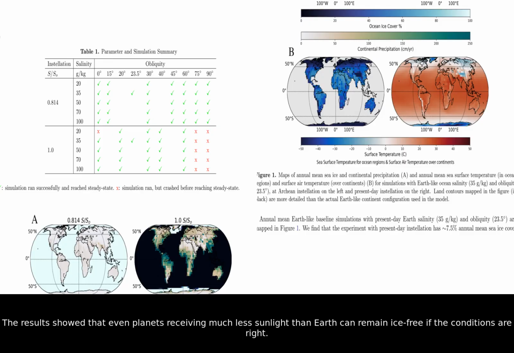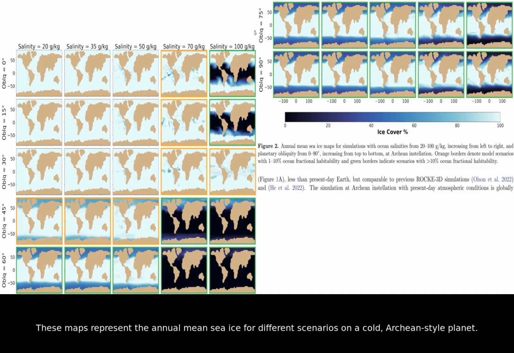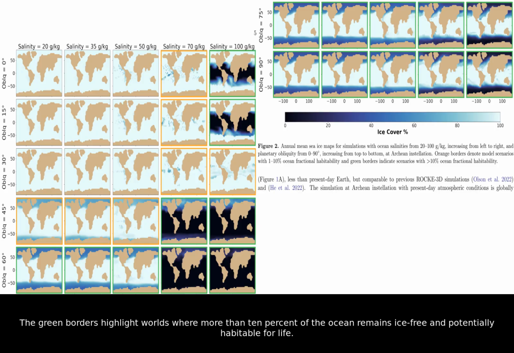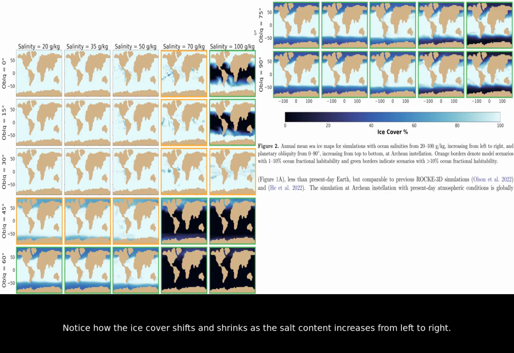These maps represent the annual mean sea ice for different scenarios on a cold, Archean-style planet. The green borders highlight worlds where more than 10% of the ocean remains ice-free and potentially habitable for life. Notice how the ice cover shifts and shrinks as the salt content increases from left to right.